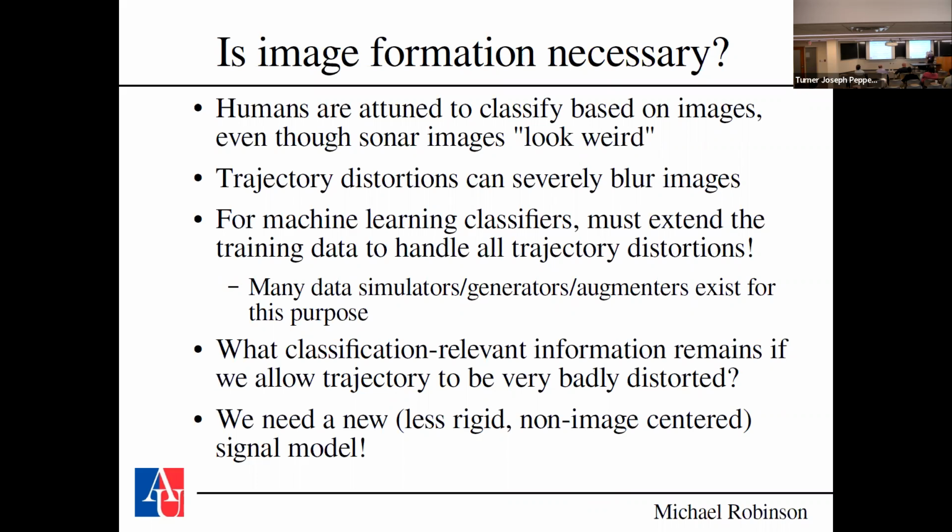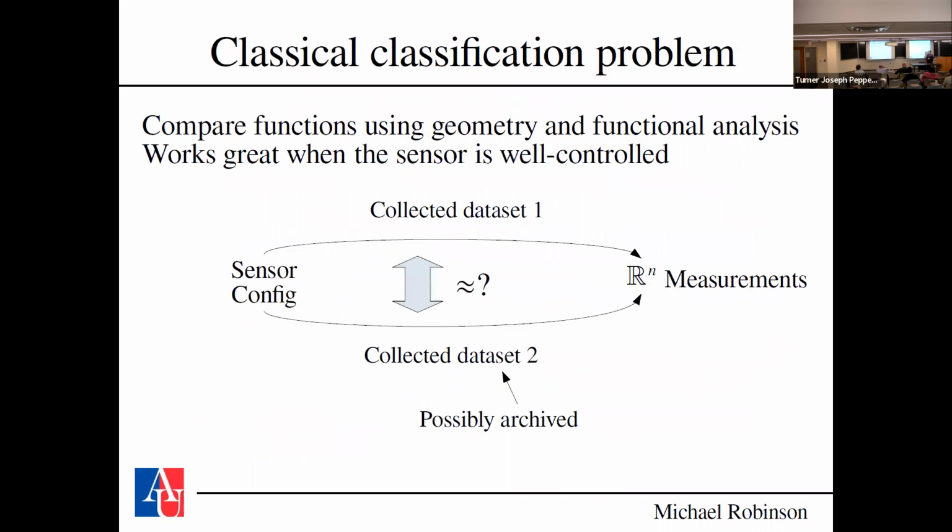So we need some kind of less rigid signal model. Okay, so let's take a step back and ask, what do people normally do when they classify? Well, normally you've got some kind of structure, some sensor configuration, which has information about what the trajectory looks like, maybe a radius and an angle, perhaps even an angular function to tell me how I'm going around the target, as well as other parameters for the sensor, its bandwidth, waveform.